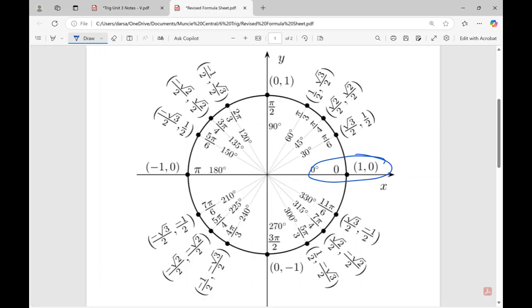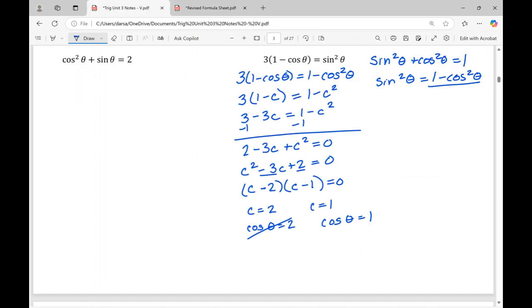So we'll head to our unit circle. Where is cosine equal to 1? Well, it's equal to 1 when theta is 0 radians. So our final answer here will be just 0 radians.